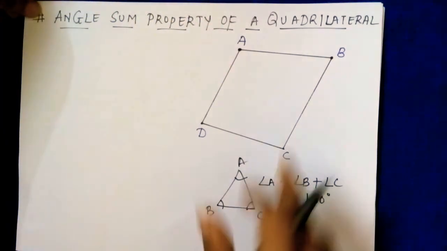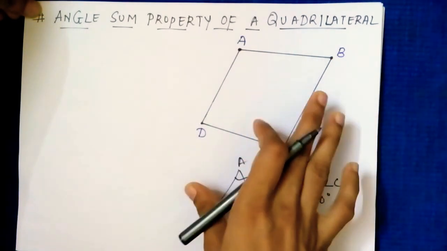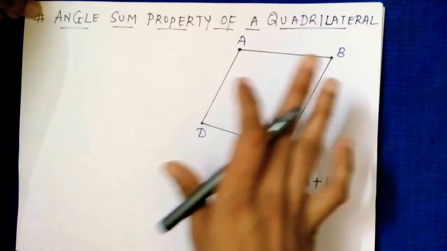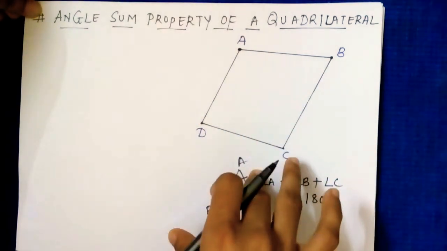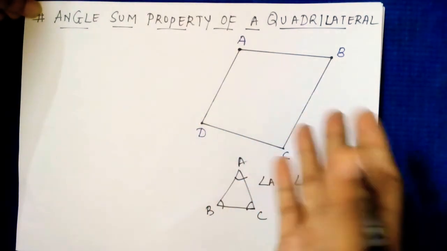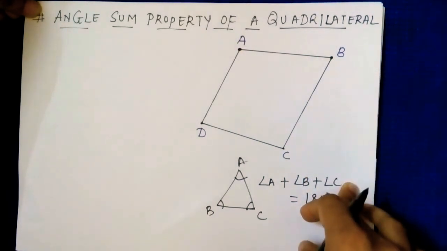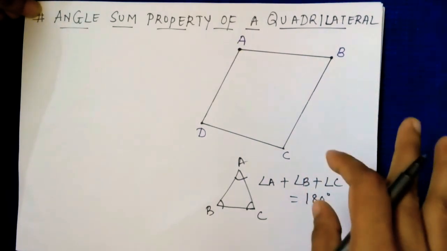Now we will talk about angle sum property of a quadrilateral. Quadrilateral means any 4-sided figure. Any figure having 4 sides, that is called quadrilateral. There are many types of quadrilateral. For example, square, rectangle, parallelogram, kite. These all are having 4 sides. So they are types of quadrilaterals.